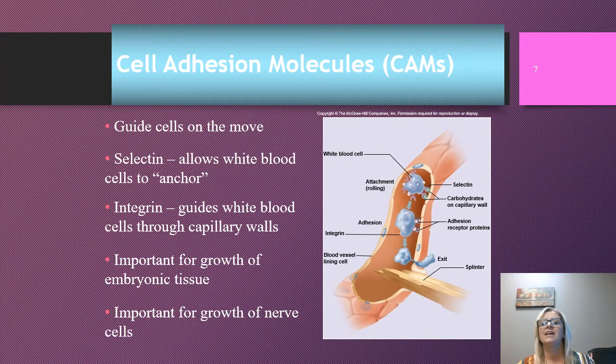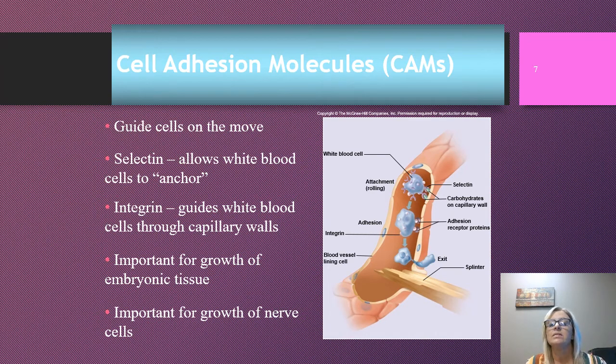Cells need to be able to attach to different molecules, but not always form permanent attachments, because sometimes we have cells that we want to be mobile. We don't always want cells to stay put. So think about the fact if you have a wound, you need to get white blood cells to that wound in order to start healing. So cellular adhesion molecules guide these cells that are on the move. Those are going to be those peripheral proteins.